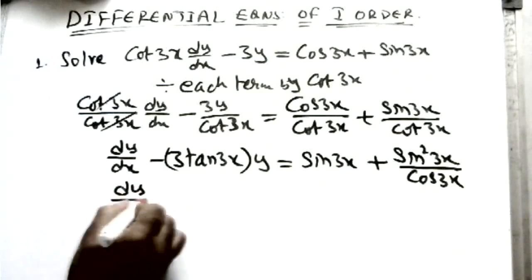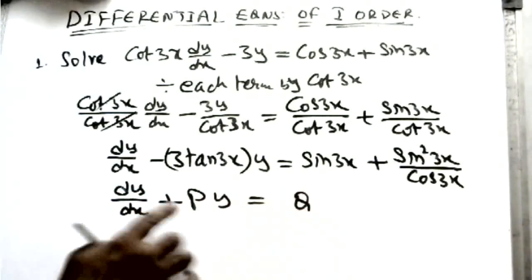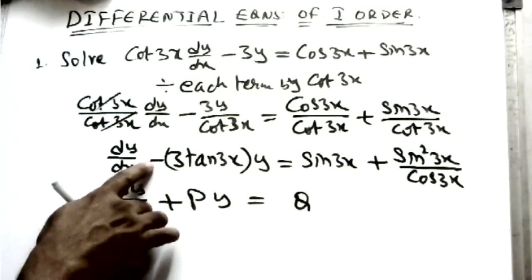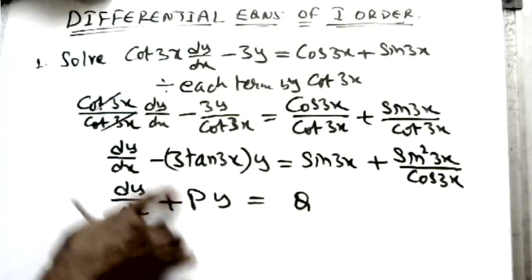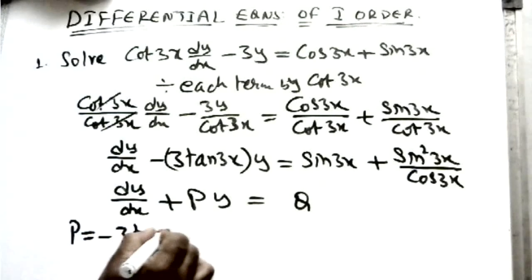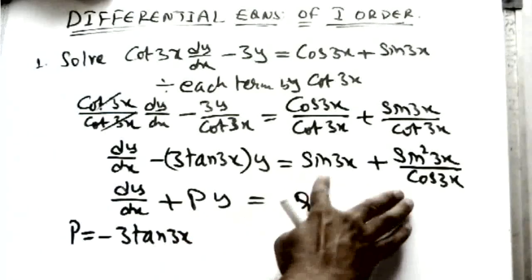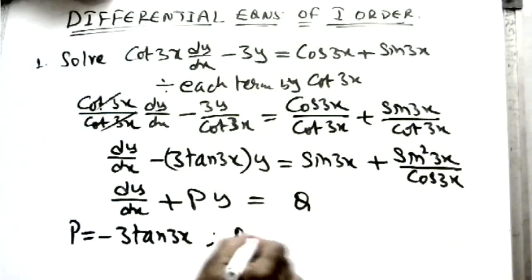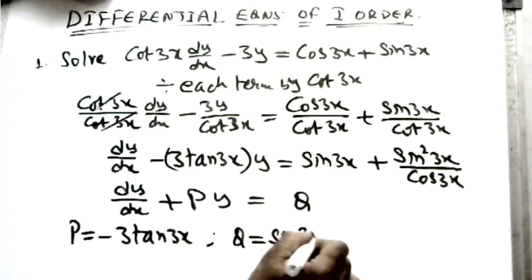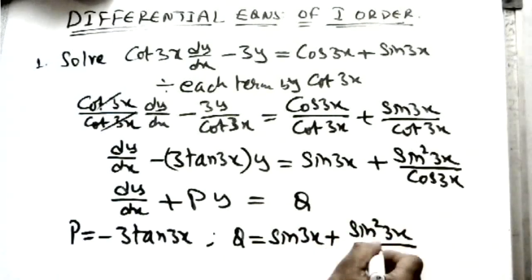So now the next step, let me compare this with dy by dx plus py equals to q. Now watch here, what is the value of p? We have to write with minus also. The value of p will be p equals to minus 3 tan 3x. This is p, and all this will be q. So the q will be sine 3x plus sine squared 3x by cos 3x.